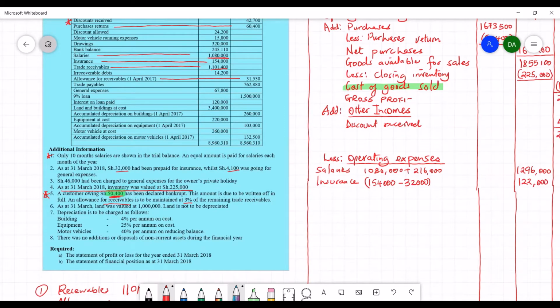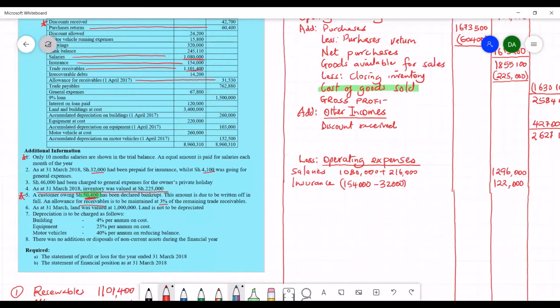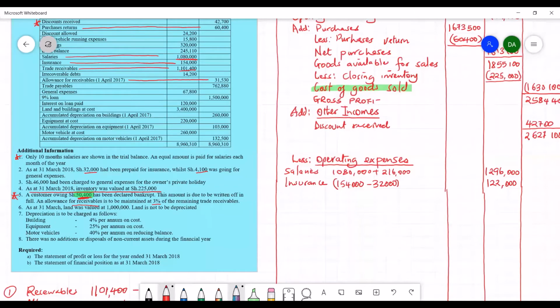Prepayments are usually deducted from the amounts already paid so that we determine the actual expenses in the statement of profit or loss. The next one is general expenses. The general expenses has two additional information. The first one is the one for prepayments. So general expenses is 67,800. But we have another information, which is in the additional information number 3, saying that 46,000 had been charged to general expenses for owner's private holiday.